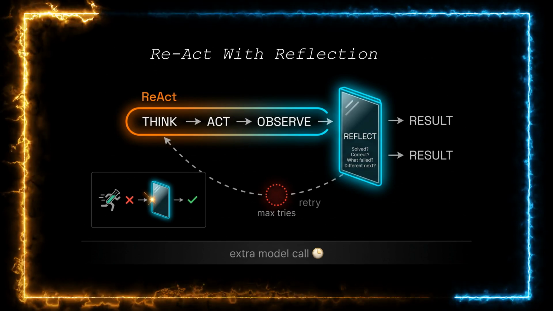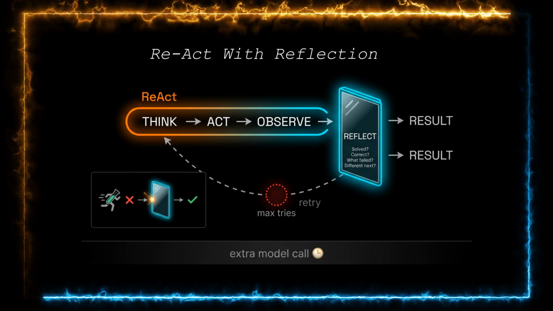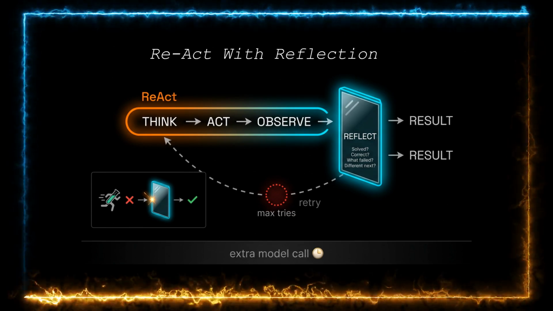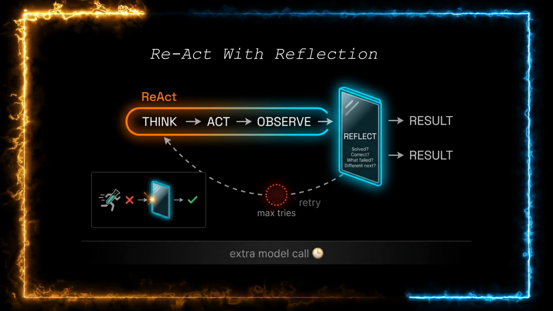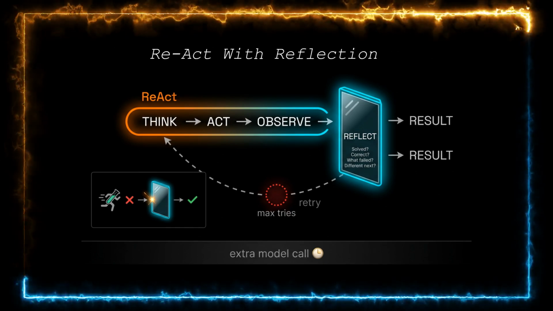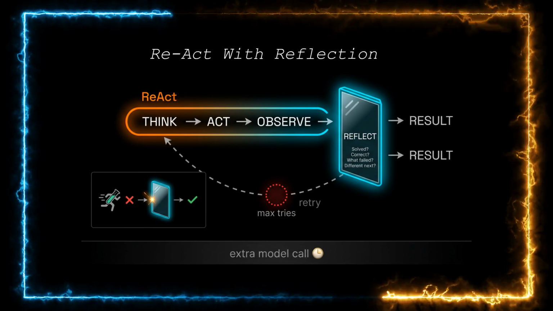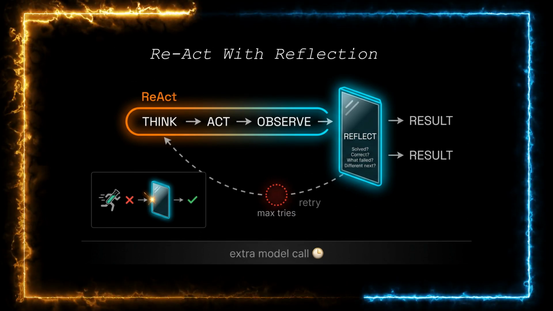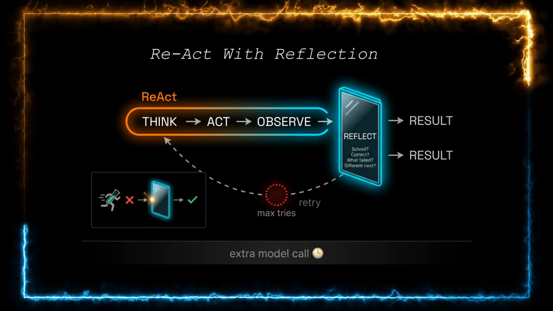This is useful when the first attempt might be wrong. For example, a coding agent might write code, run tests, see a failure, reflect on the error, and then try a better fix. Reflection improves robustness, but it has a cost. Every reflection step is another model call, and reflection is not magic.